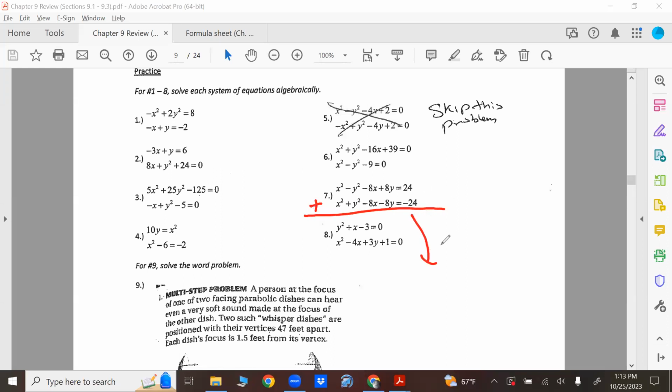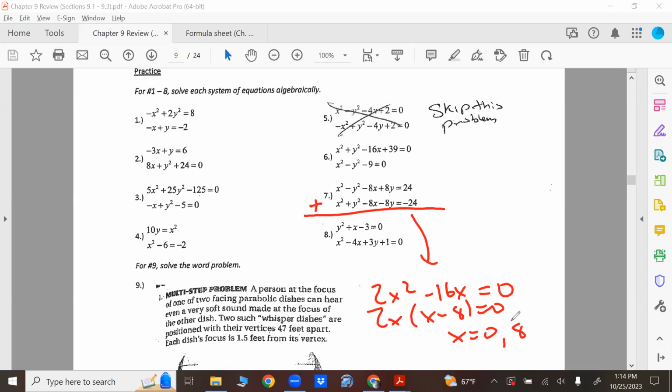What happens when you eliminate these? What do you get? 2x squared minus 16x equals 0, right? If you eliminate, the y squared terms cancel, the minus y cancel. So again, minus y squared, all this stuff cancels. Factor out 2x.